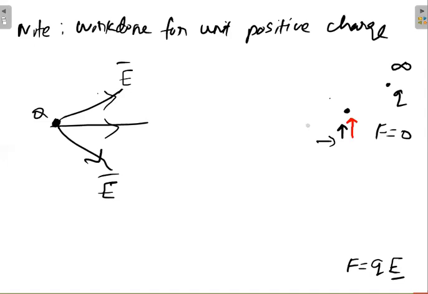So once again, what happened? If I come here, definitely force on me increases again. I have to spend a little bit of extra energy to go against the electric field. Once I am here, the force acting on me is very high, but I am going against the electric field. That means I have to spend even more energy than that.